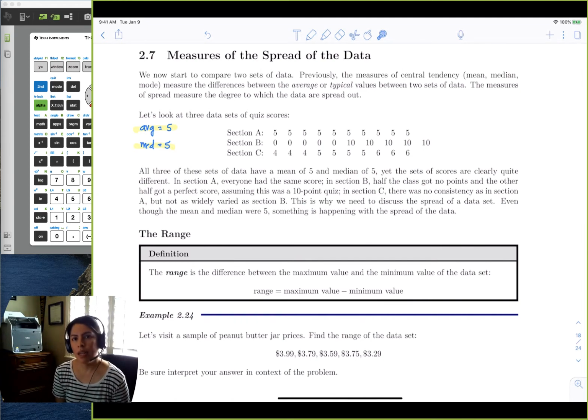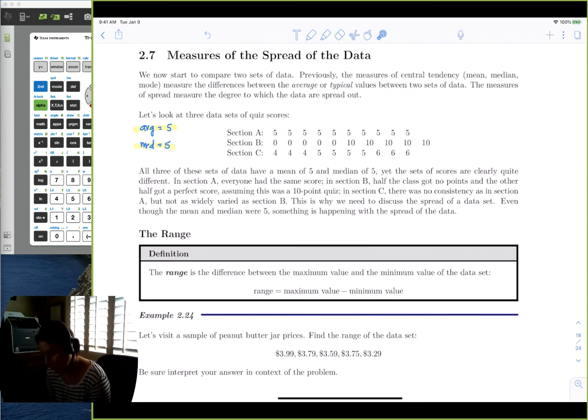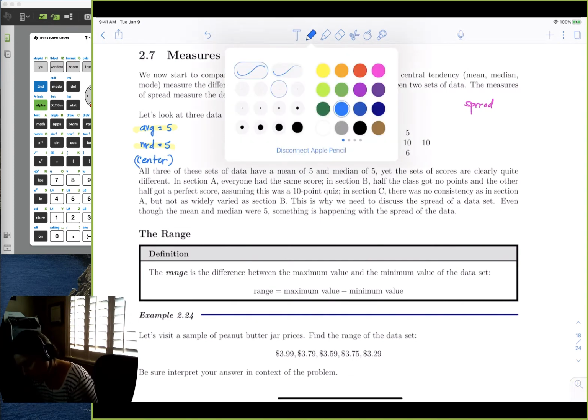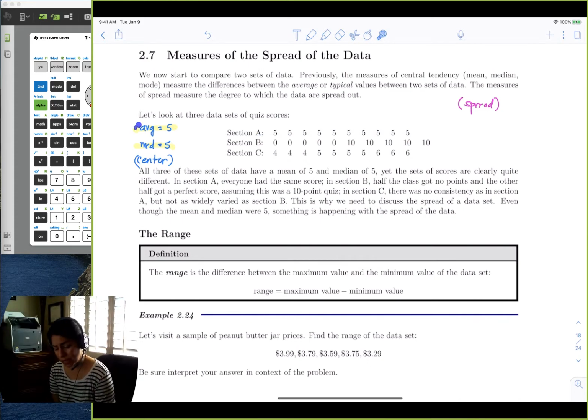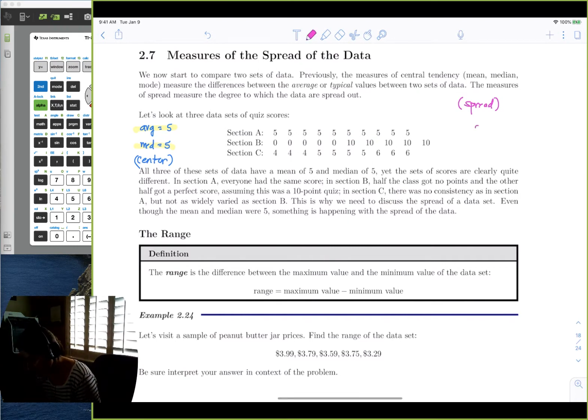Right? But then if I look at section A closely, notice that it's uniform. Every score is 5. So let me go over here and let's talk about the spread. This is the center over here, and then over here will be the spread. Okay. So is there any spread in section A? Did anyone get a different score than 5? No, there is no distance from this average of 5. Is there any distance from 5 in any of these scores? If you said no, you're absolutely correct.